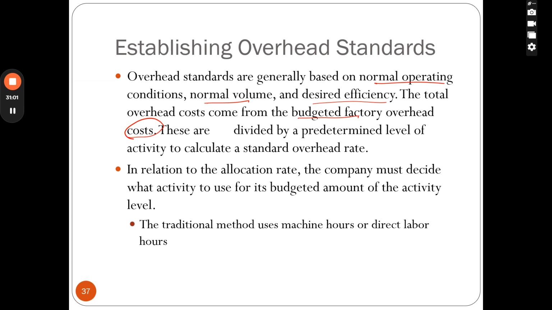Then you will divide that. These are divided by a predetermined level of activity. How many machine hours are you going to have for a year? How many labor hours or how many units? Whatever it is. So total cost divided by allocation base. You will get what? We know that we will get POR, or it is called the predetermined overhead rate. In relation to the allocation rate, the company must decide what activity to use for its budgeted amount of activity level.